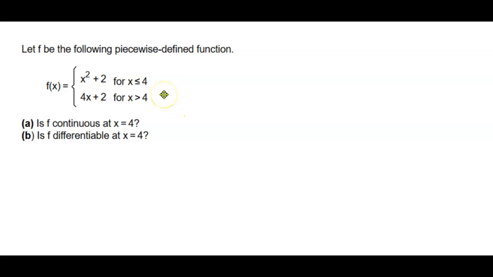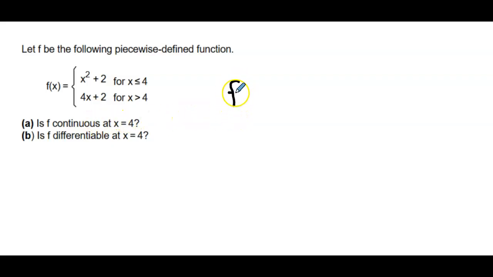This problem here gives us a piecewise function. So we have two different expressions that determine the output of this function depending on where we are on the x-axis. If x is less than or equal to 4, we're using the expression x squared plus 2 to get our output. If x is greater than 4, then we multiply x by 4 and add 2 to get the output. So the first part of this is to verify that the function f of x is continuous at 4.